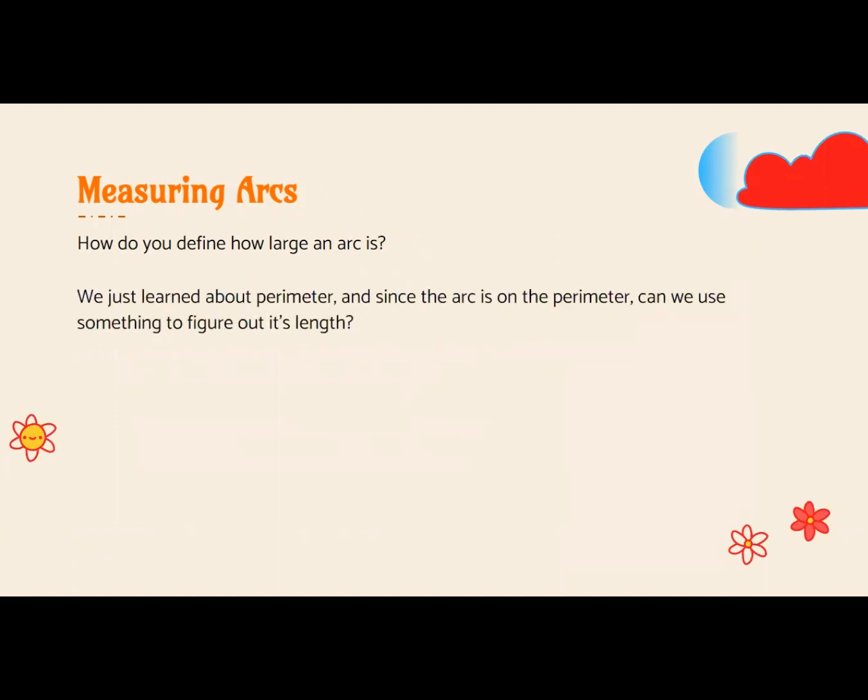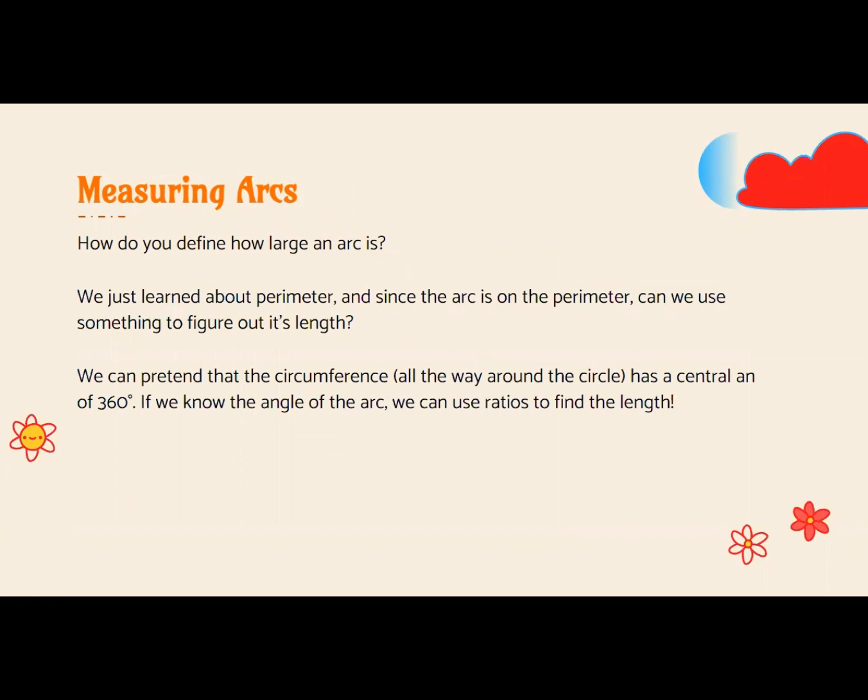Okay, measuring arcs. So we can define it as an angle, right? If we can say, oh, the arc is 25 degrees, but what if we wanted to figure out the length? We just don't know a perimeter, right? And since the arc is on the perimeter, how do we use that to figure out its length? So we can pretend that the circumference is a central angle of 360, and if we know the angle of the arc, we can figure out the length. So let us find an example.